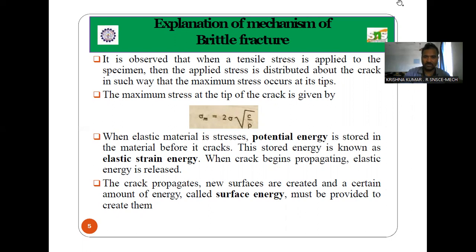When an elastic material is stressed, potential energy is stored in the material before it cracks. This stored energy is known as elastic strain energy. When the crack begins propagating, elastic energy is released. As the crack propagates, new surfaces are created, and a certain amount of energy called surface energy must be provided to create them.